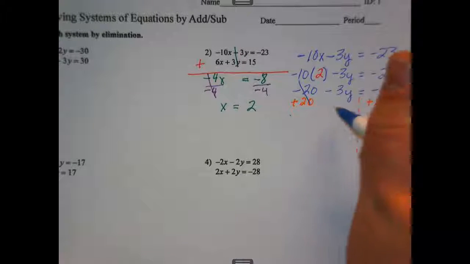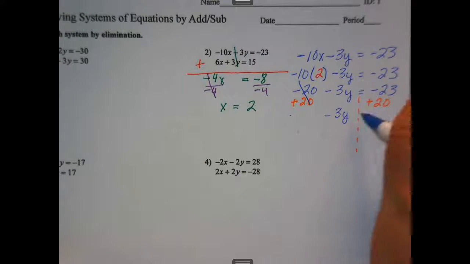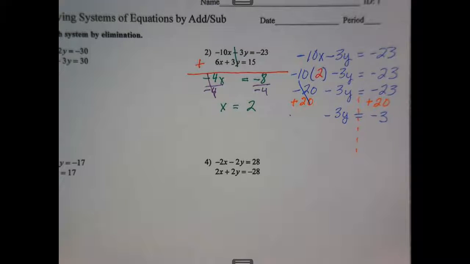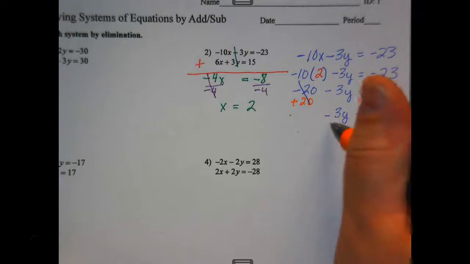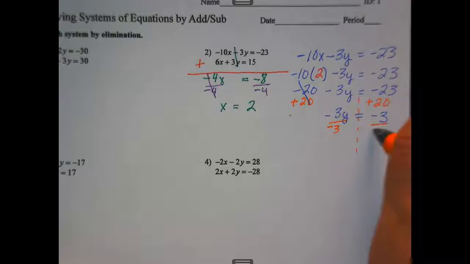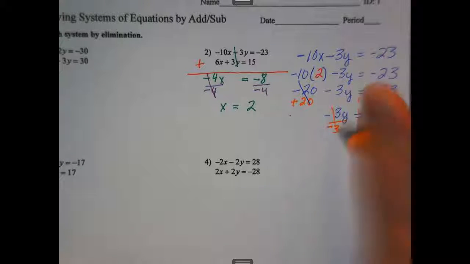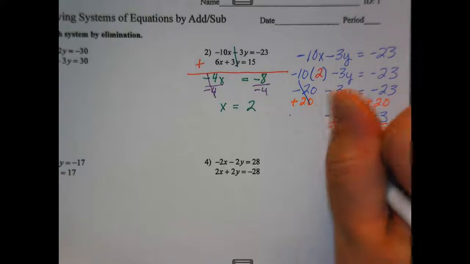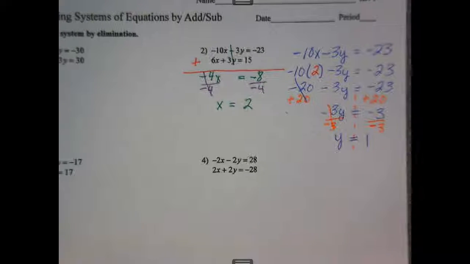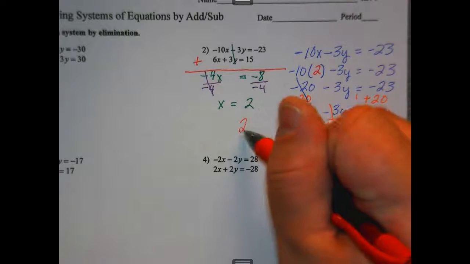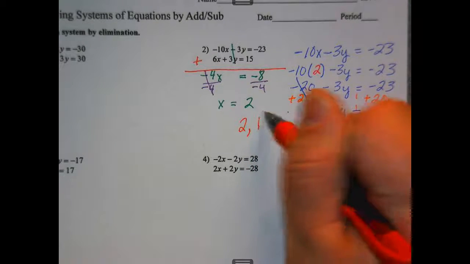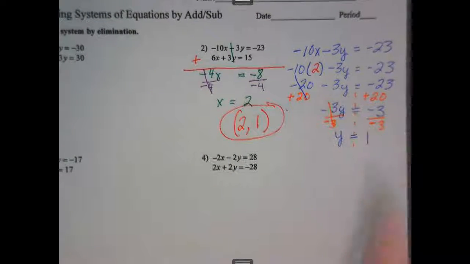These add up to 0. I have negative 3y equals negative 3. Divide both sides by negative 3. And y is what? 1. Now, again, don't leave your answers like this, because x equals 2 and y equals 1 is a point. So (2, 1). You have to put it in as a point.